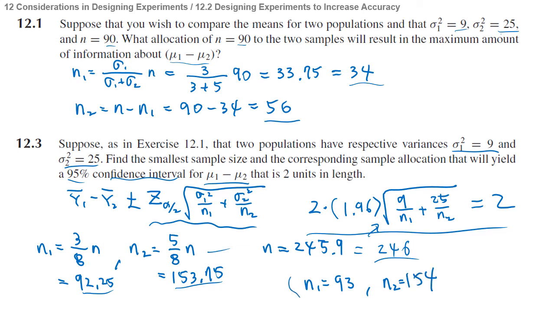So you need these numbers of samples to get a 95% confidence interval for mu1 minus mu2 that is 2 units in length. Okay.